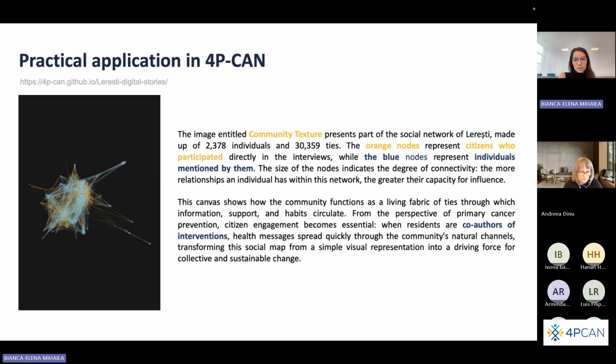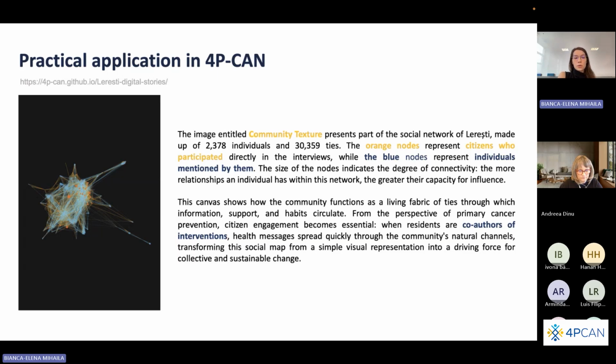The orange ones represent citizens who participated directly in our interviews that are part of the Living Lab, and the blue nodes represent individuals that were mentioned by them, given the personal network analysis methodology that we followed. And of course, you can see here in terms of visualization, the size of the nodes indicates the degree of connectivity.